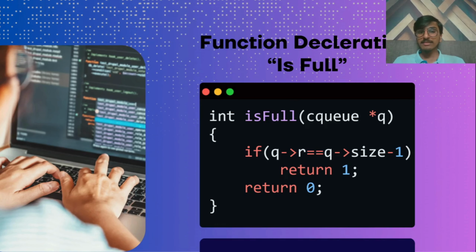Here's the same with is full. It checks whether the queue is full or not. It will check if the rear position and the total size the user has given minus 1 are both equal, then it is full, which will return 1, and if not, it will return 0.